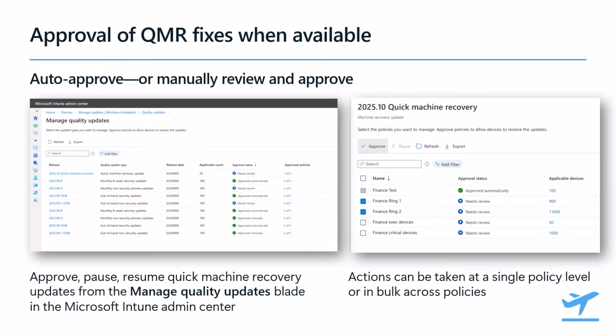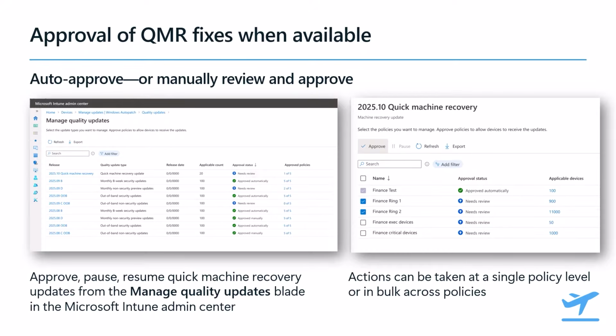Under the approval status, you will be able to see the status as automatically approved. But if in your tenant there is at least one policy that needs a manual review, you will see the status as needs review. You will be able to click on the approval policy link here to open a fly-in pane, which will look very similar to what you see on the right-hand side here.